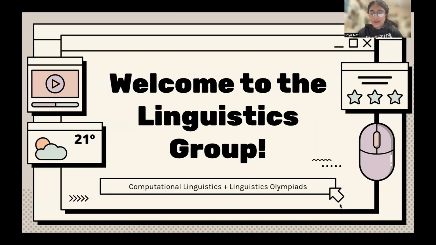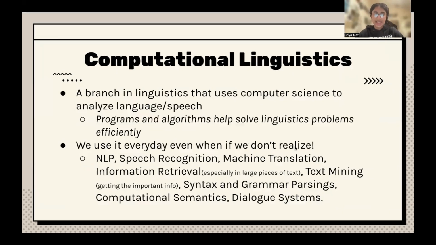In this meeting, we just went over computational linguistics and practice linguistics Olympiad problems, which are always super fun. So, computational linguistics. It's a branch in linguistics that uses computer science to analyze language and speech. So programs and algorithms are really helpful in solving linguistic problems efficiently.